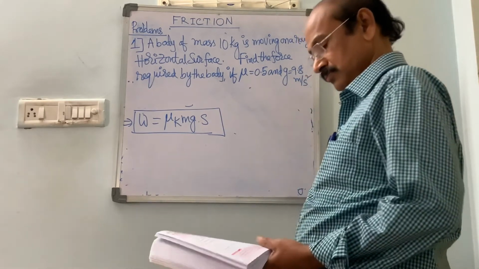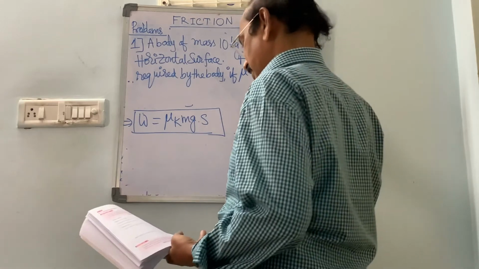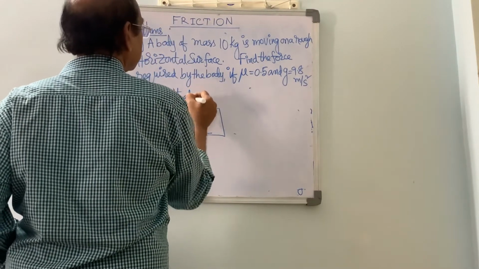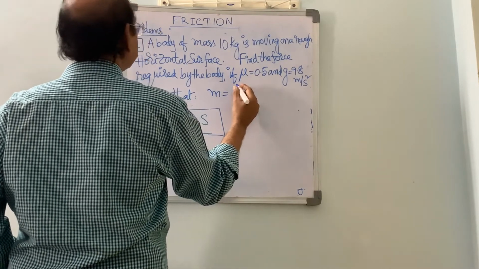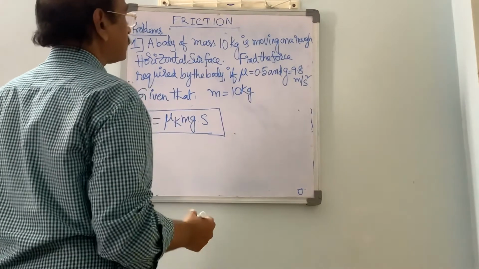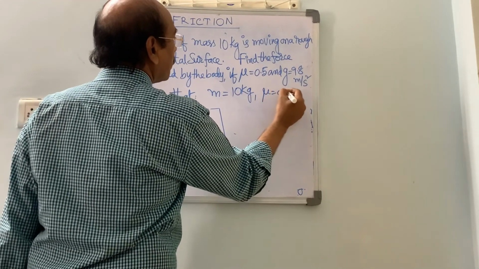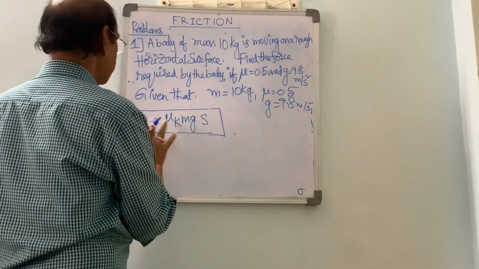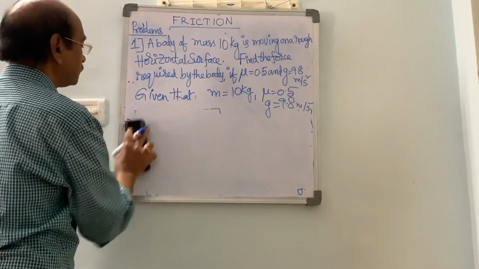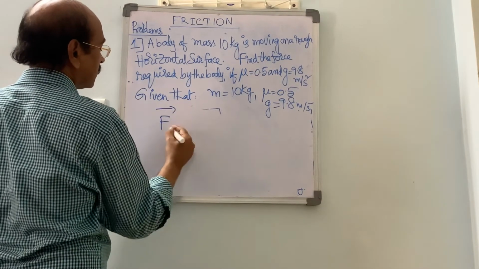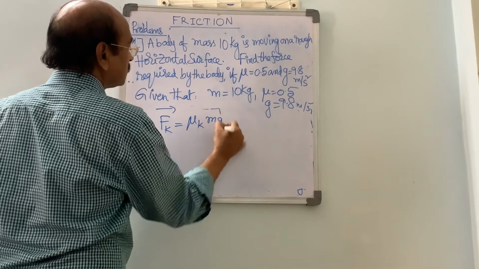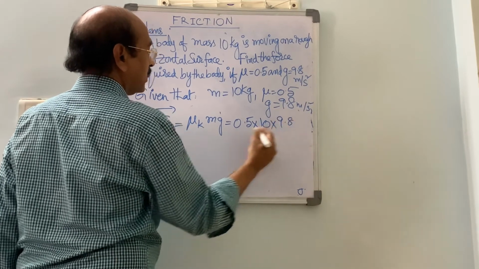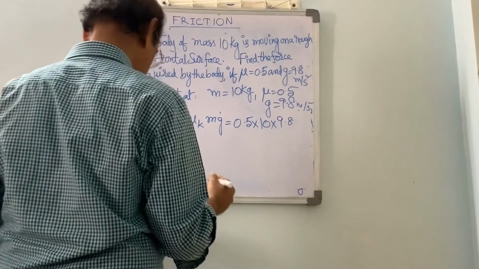So here, the mass is given as 10 kg, mu equal to 0.5, g equal to 9.8 meter per second square. What is the expression for force? Force required by the body is mu k mg. That is, mu k is 0.5, m is 10, g is 9.8. That is equal to 49 newtons.